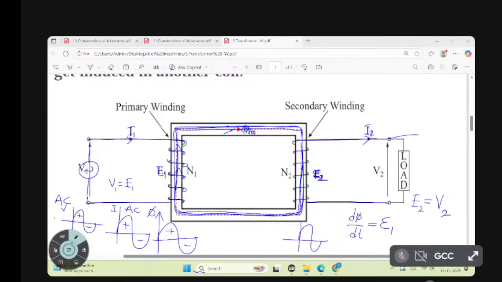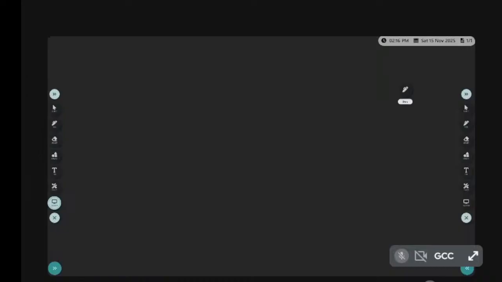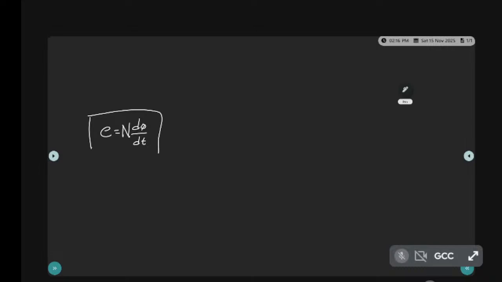How many turns is it wound? Number of turns N1. How many turns in the secondary? N2. Because e is equal to dφ/dt, and the number of turns are available, it depends upon the number of turns. So this is the principle of mutual induction.